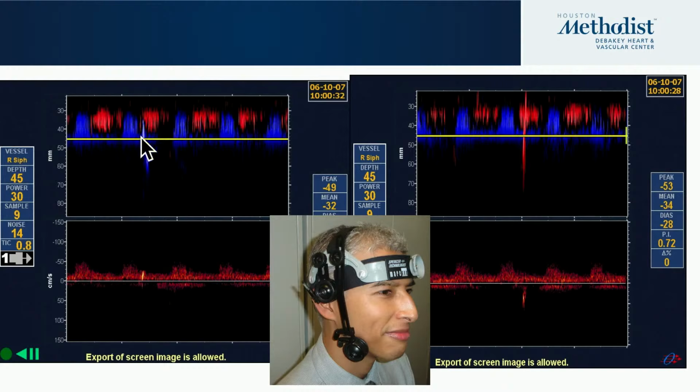So what you see here is a blue signal went up to the brain, and the IJ is filling up in the diastolic phase. This is why you know it's a venous signal, and that's coming towards your probe. So here, there's no blue signal, but here's representing a red signal.